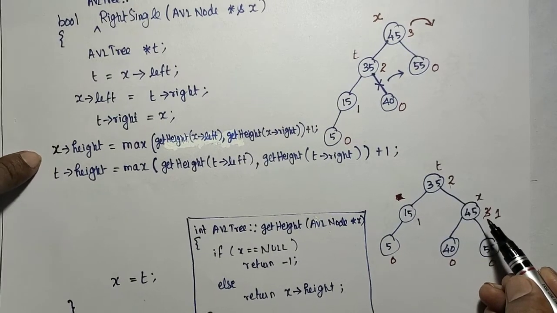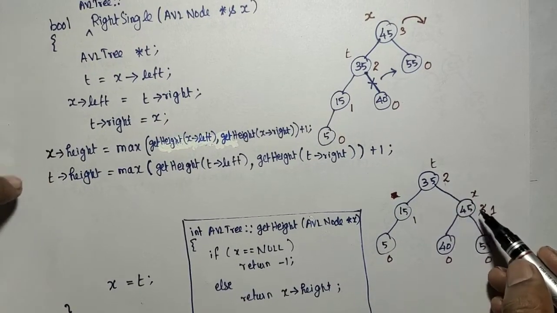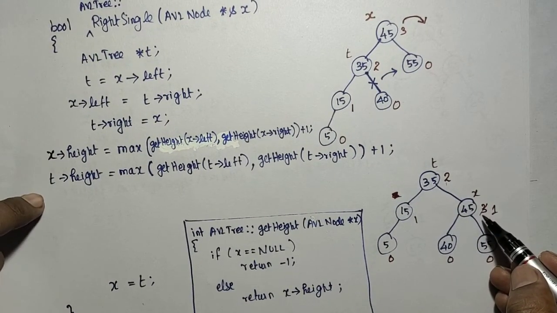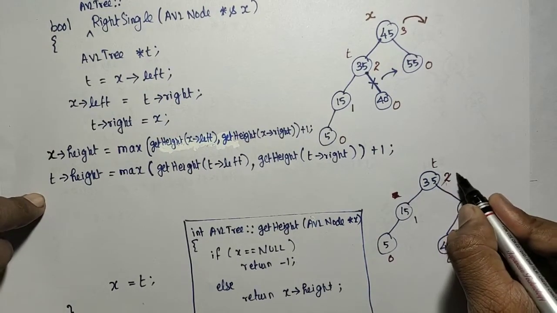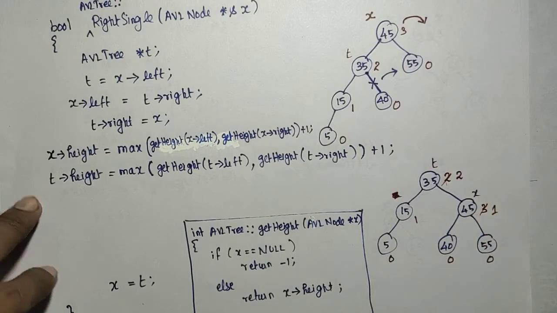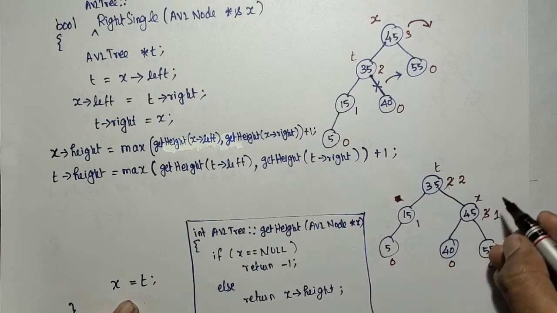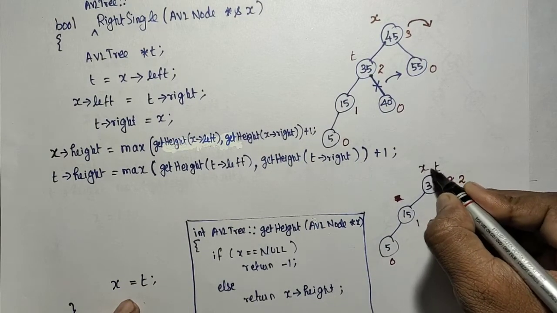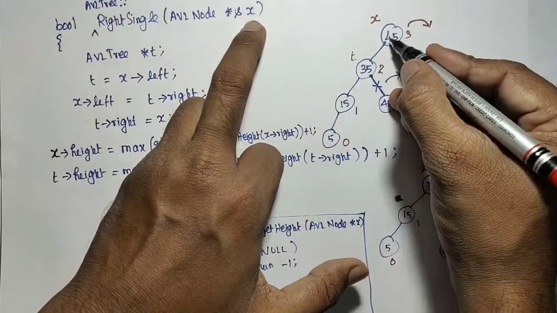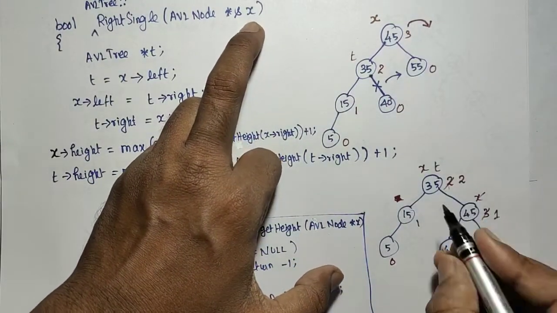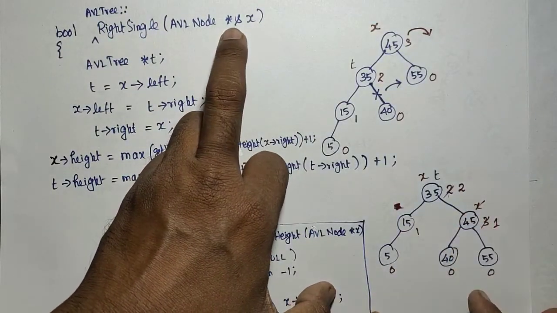After that, for the t height, now 1 is the maximum. So before updating the x, if you update the t, you will get the wrong update. So first you have to update the x, then you have to update the height of the t. So maximum is 1, 1 plus 1 is 2, so this will be changed to 2. So actually there is no change, that is 2. After that, x equal to t means that x will be moved here, so the 35 will be marked as the x. Previously x was the incoming one, now it is changed to 35. So this modification has to be reflected on the original x, so it should be a reference.